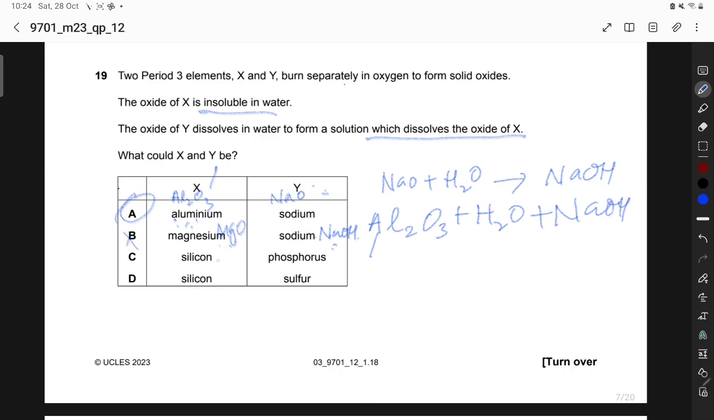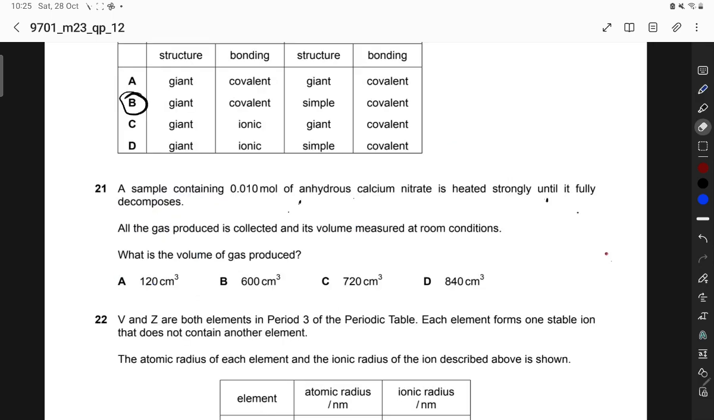This is incorrect. SiO2 and P4O10, both are acidic, so cannot react. Silicon and sulfur, both are nonmetals, form acidic oxides. So they cannot react, cannot dissolve. Option A must be correct.